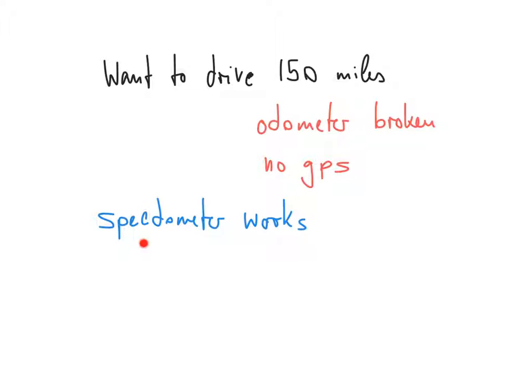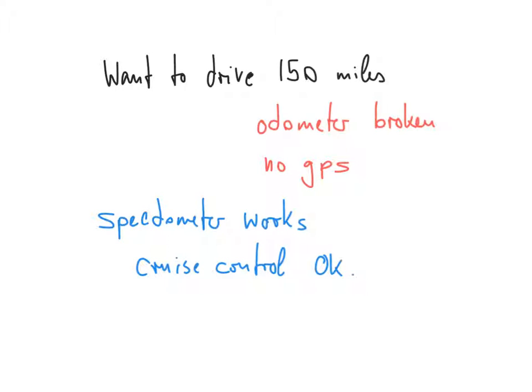However, your speedometer works, so while you cannot directly see how far you've driven because your odometer is broken, you can see at any moment how fast you're driving. And let's also assume, to make things a little easier, that your cruise control works.